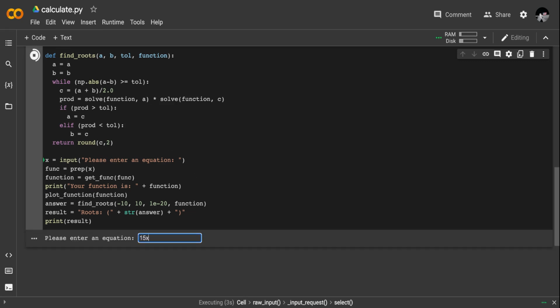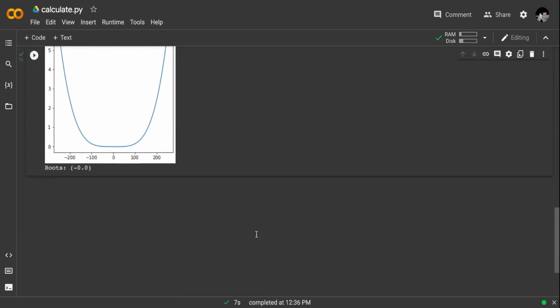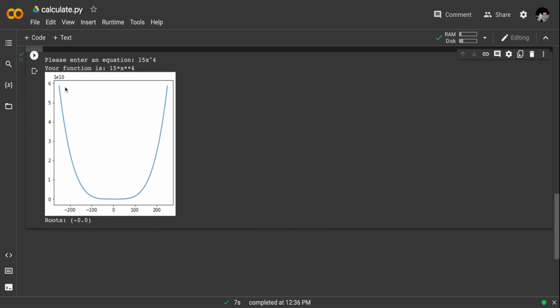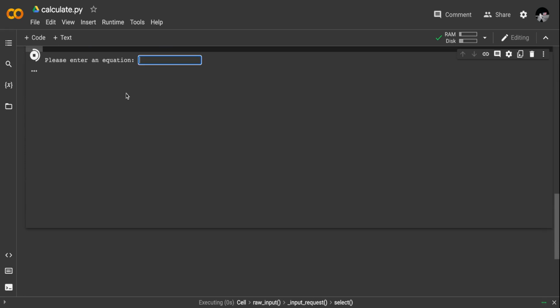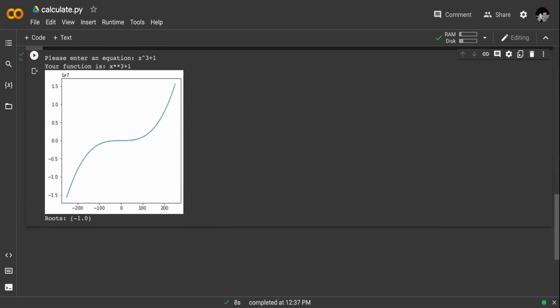So the first expression that I'm going to be trying is 15x to the 4th. So this returns me my graph and a root of 0. I'm going to run it again. And as I said before, I don't have to use x as a variable. I can use any letter. So I did z cubed plus 1. I get my graph.